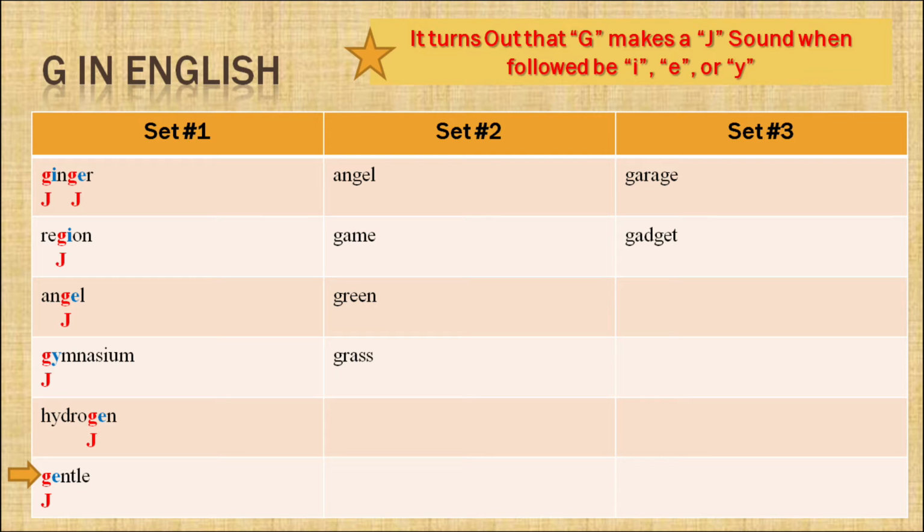Believe it or not. Really? So that's an actual rule? Yep, in English. Yes. No one taught me that. English teachers are terrible. G makes a J sound if it has an I, E, or Y after it.